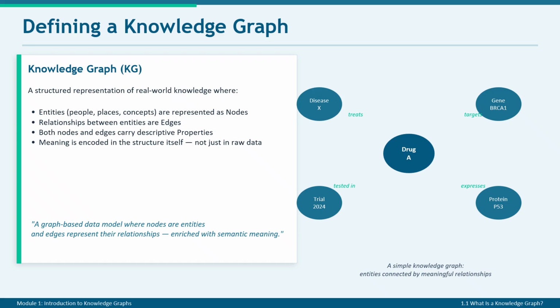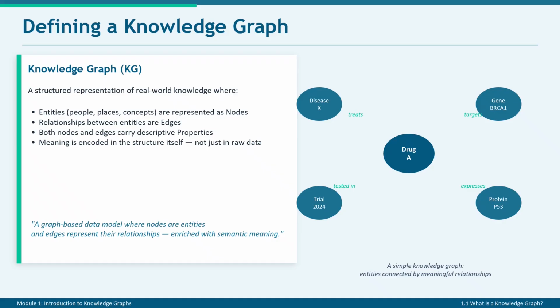First, nodes. These represent entities. An entity might be a person, a place, a drug, a company, a concept, or any real-world thing you want to track. Second, edges. These represent the relationships between entities. The edge tells you how 2 nodes are connected. And crucially, edges are not just pointers. They are typed and directional. So rather than just saying drug A and disease X are connected, you can say Drug A treats disease X. That directional label is enormously powerful.